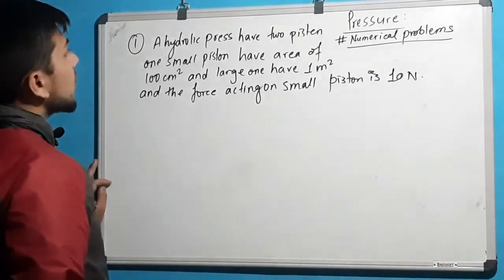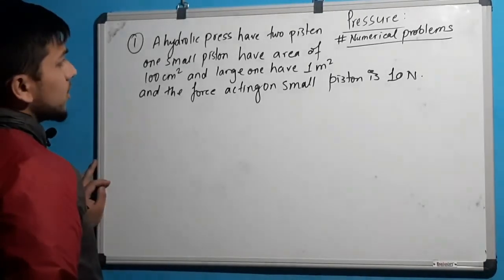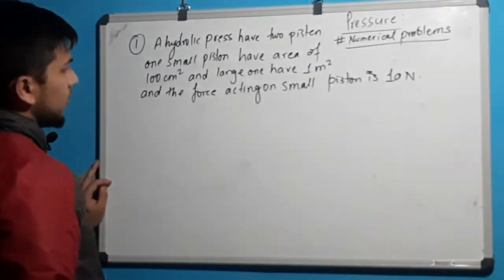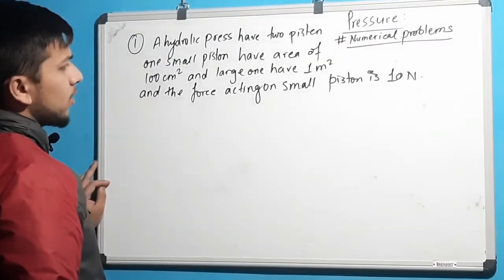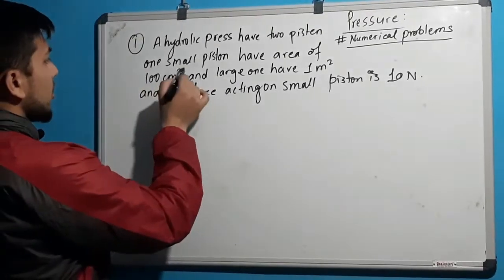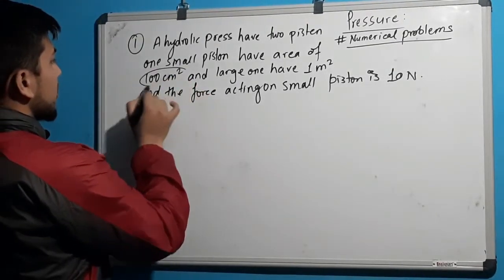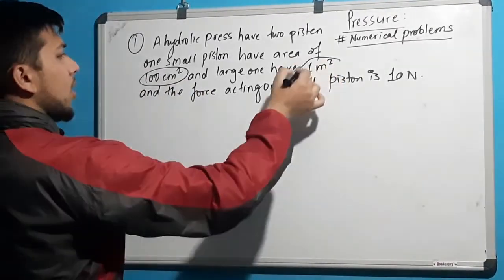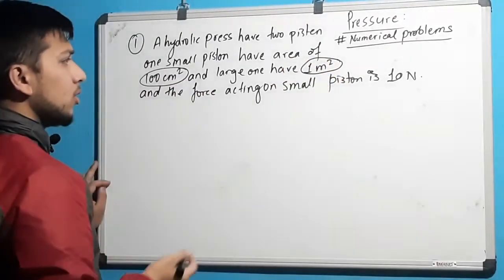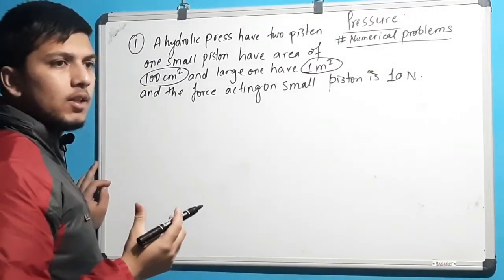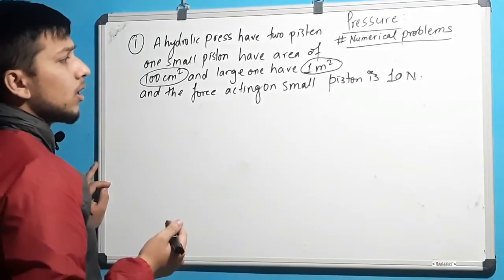In this question, a hydraulic press has two pistons. One small piston has an area of 100 centimeter square and the large one has 1 meter square. Don't be confused by this 100 centimeter square. This is the small unit, and this 1 meter square is the large unit. The piston that has the large area is the large one.